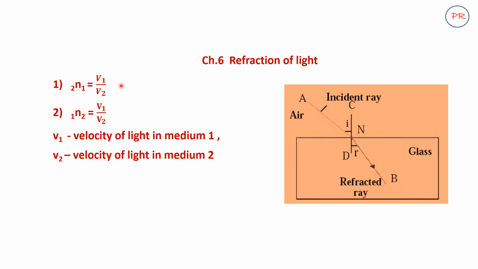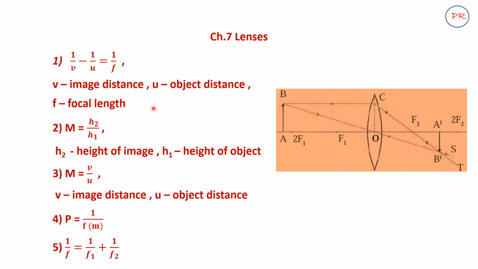So there is a formula: 2n1, where n is the refractive index. 2n1 means the refractive index of 2 with respect to 1, which is equal to v1 upon v2, where v1 is the velocity of light in medium number 1 and v2 is the velocity of light in medium number 2. For 1n2, it will become v2 divided by v1. Let us go to the next chapter.